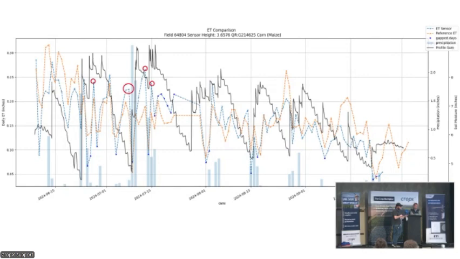So a lot of these examples are very similar, showing that during the critical time periods when people are making irrigation management decisions, the reference ET is just not sufficient. If you're not growing grass, if you're growing corn, you want to make sure that you're getting your irrigation prescriptions correct, especially during this time.